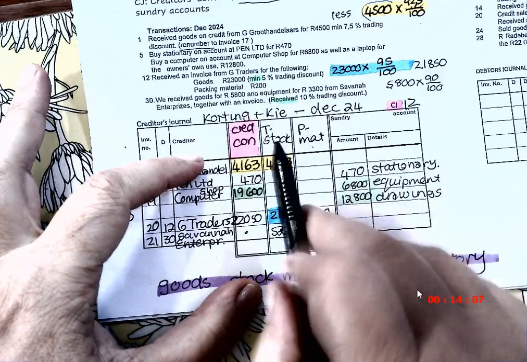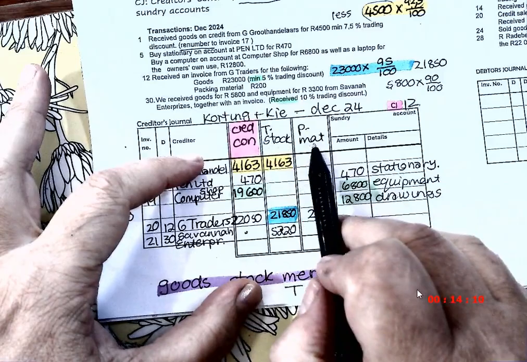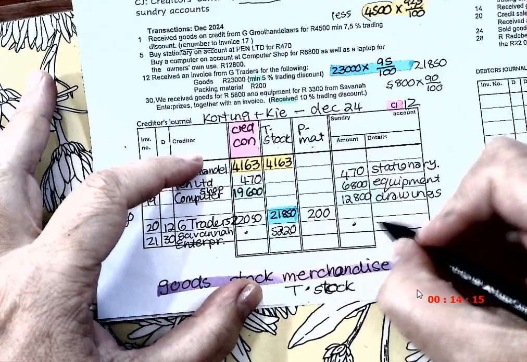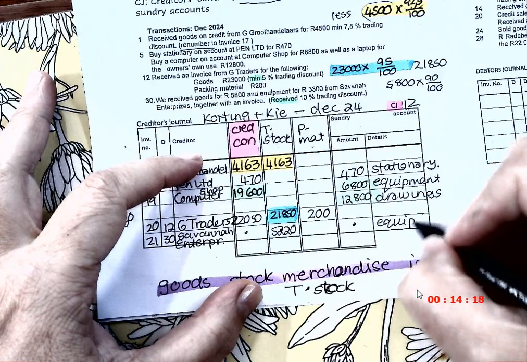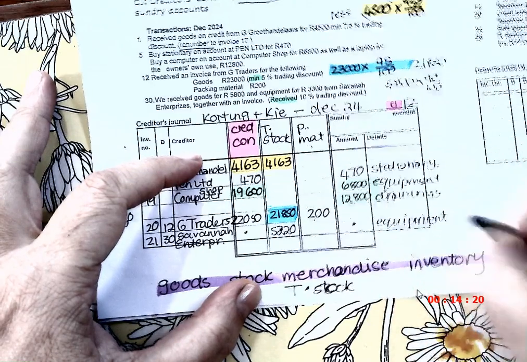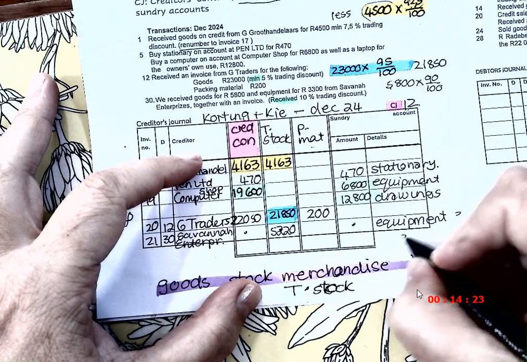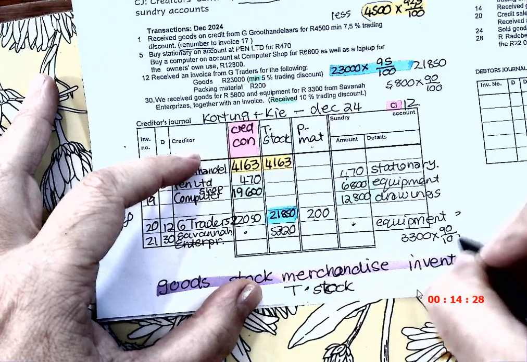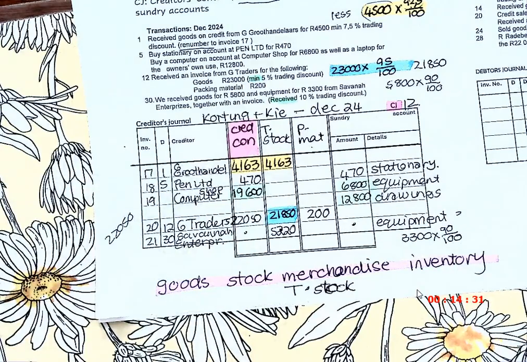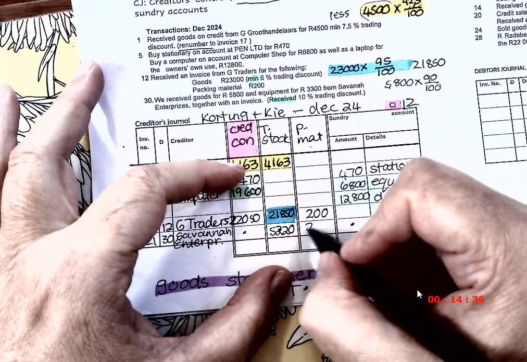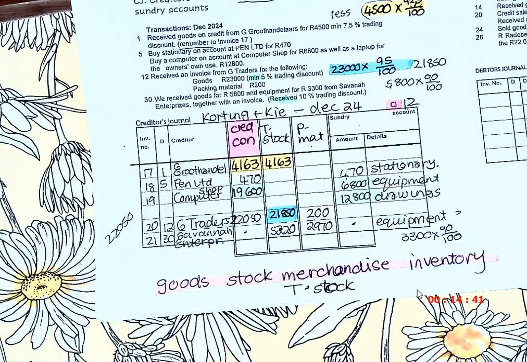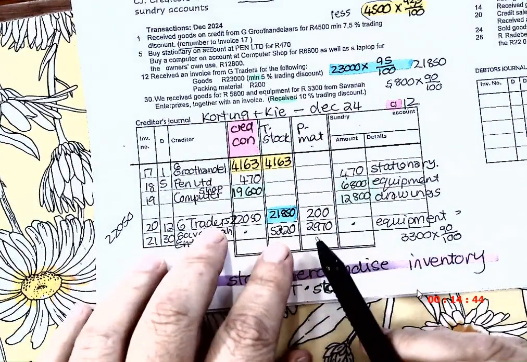The other one is equipment. There isn't a column for equipment. Can you guys see that? Yes. So I'm going to put it in the sundry, and I'm going to say equipment. And now I'm going to say 3,300 times 90%, because I also get 10% discount. And that gives me 2,970. Okay, now I know I owe him 5,220 and 2,970.